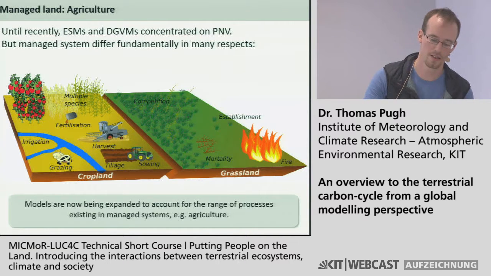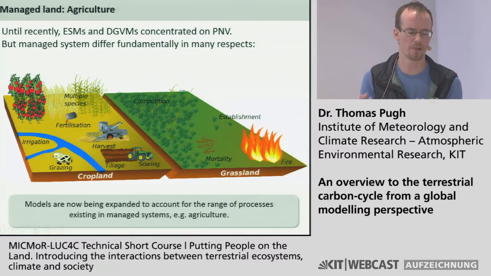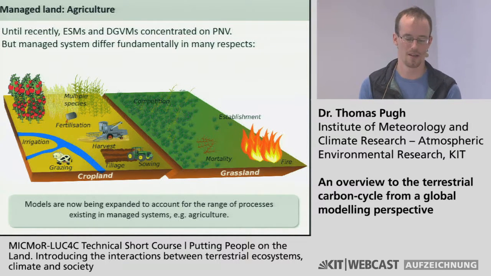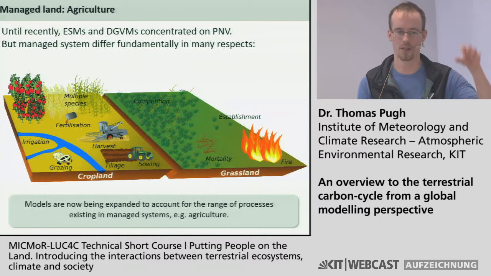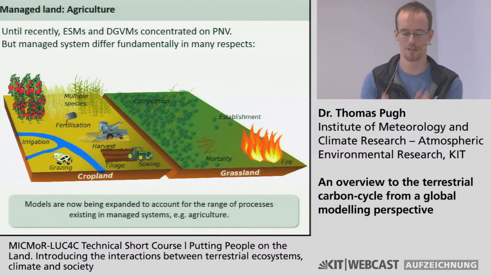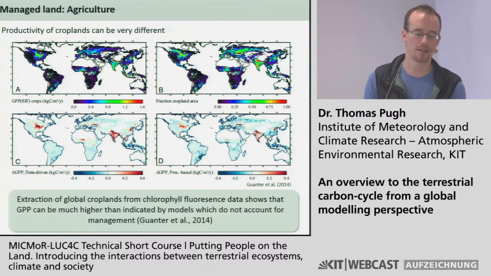So in a DGVM, we might represent establishment and mortality processes. We'll represent maybe some fire and competition between different plant types. But if you think of a cropland, you have a prescribed species, and that species may be fertilized or irrigated to increase its productivity. You don't have to worry about establishment because it's sown on a specific date, and mortality is less relevant, although not obviously completely irrelevant, because you harvest at the end of the year. So the processes involved are really completely different. And so this would suggest that the exchange of trace gases would also be completely different. And of course, that's what we see.